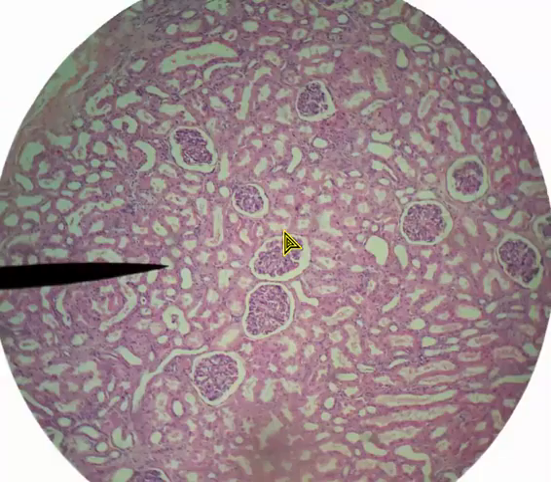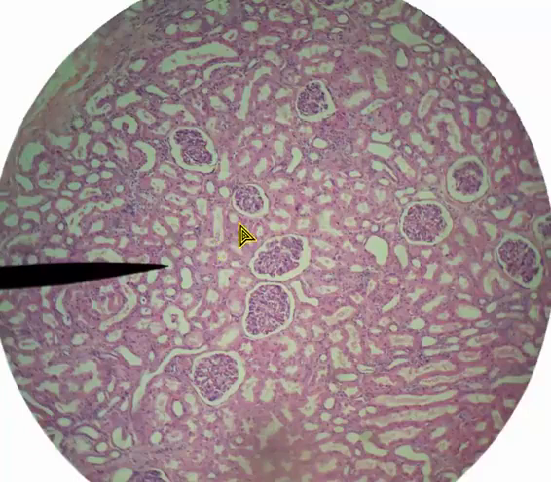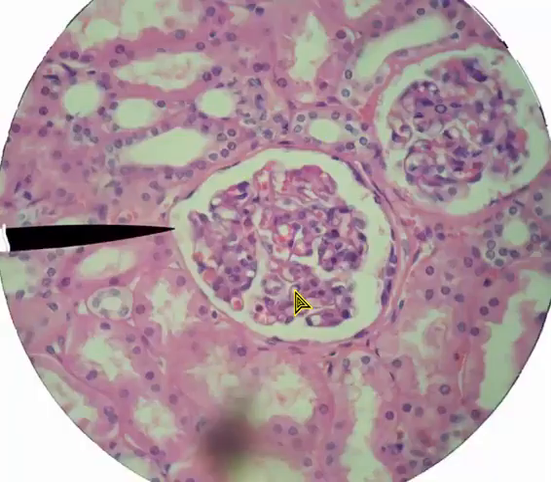Moving on to 100 times magnification. And now we can just more clearly see the renal tubules, and we can more closely see the renal corpuscles. And we can start to see the parts of the renal corpuscle, glomerulus and glomerular capsule or Bowman's capsule. And that's about it at this magnification. Let's move on to the next one.